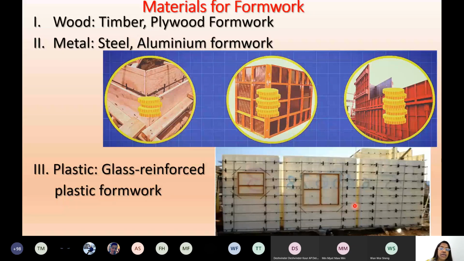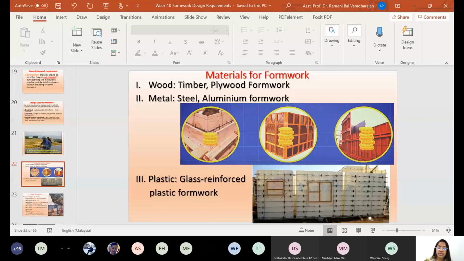Do you think there are any more types of formwork? Answer me. Am I going fast? Am I talking fast? Please tell me if any words are not clear.